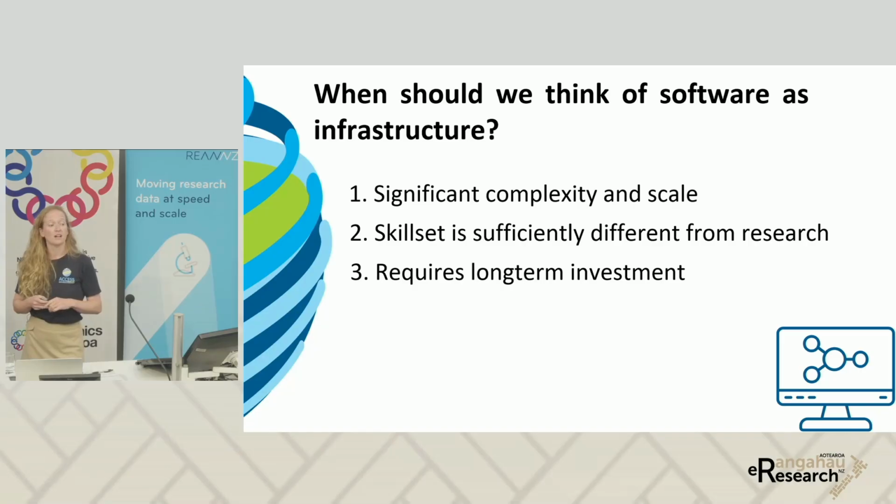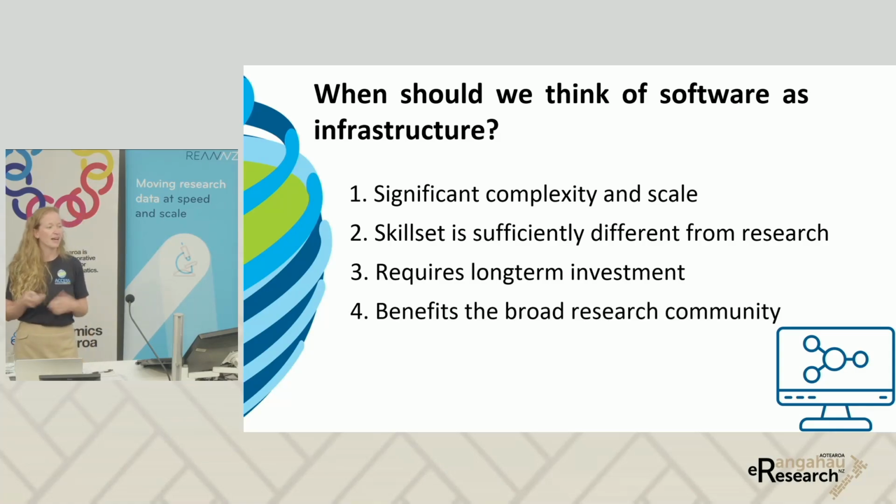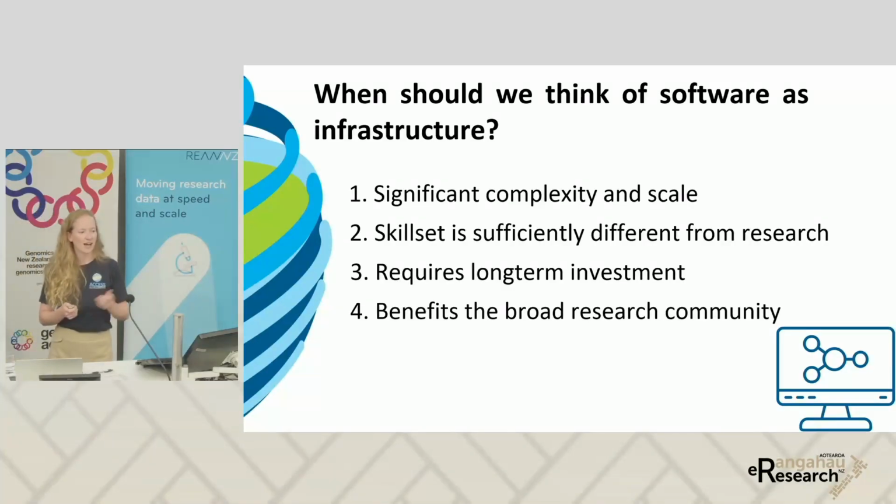If they require long-term investment, we definitely want our models to have long-term investment so the scientists can continue doing their science for many years, and if it benefits the broad research community. So I think our climate modeling software certainly fits these categories. Many of us are probably infrastructure people here, and you're saying, well, every infrastructure fits these categories, which is true. So how is software different from the physical infrastructure?